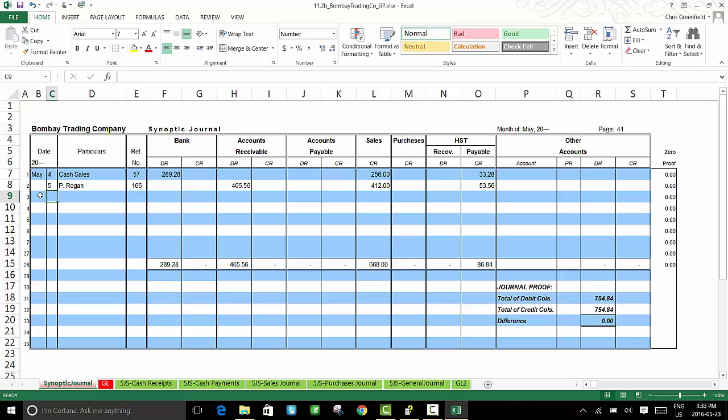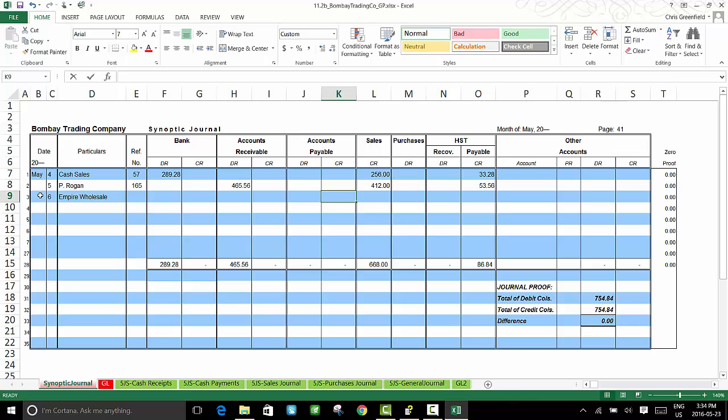Our third transaction occurred on May 6th. This is a purchase invoice, so we're going to flip the model a little bit here. We have received an invoice from Empire Wholesale for merchandise on account for $816 with HST of 13%. So we're going to put in our date of the 6th. We have not been given a reference number to put in, but it's for Empire Wholesale, so we're going to put that in. And in this case, we need our accounts payable account for $922.08.